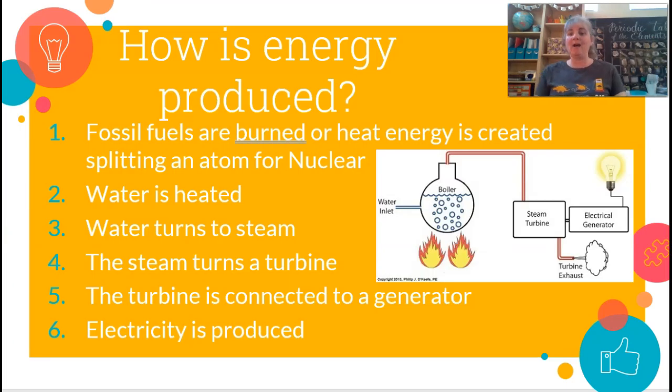All right, so how is the energy produced? Fossil fuels are burned, and for nuclear, heat energy is created by splitting an atom. I've got a little picture here. They do the burning or split the atom for nuclear, and then they have water that gets heated up. The water turns to steam, which goes into a pipe and turns a turbine, a sort of windmill-like looking thing. That turbine is connected to a generator and we get electricity. So for all of these fuels, we do a similar process where we heat water, get steam, and get electricity.